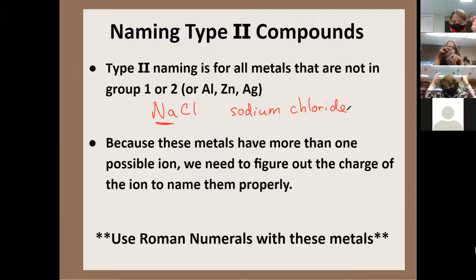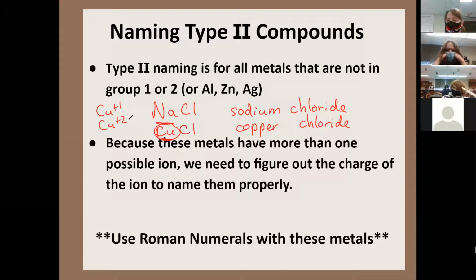But with a type 2 metal, and those are our metals that are down in that middle section of the periodic table, they can form more than one charge. So we need to specify which particular ion is part of our compound. So for example, if we were dealing with CuCl, we can't just write copper and then chloride, because copper can have a couple of possible charges. Copper could actually be +1, +2. It could have other possibilities.